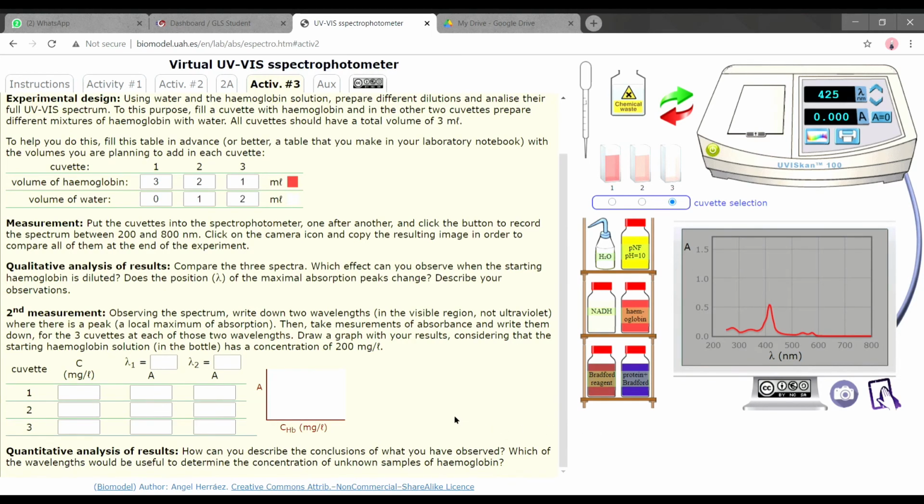For the second measurement, we only find the absorbance for one wavelength, which is 405 nanometer, because we followed the lab sheet that doctor give us. So find the absorbance. We record the absorbance.